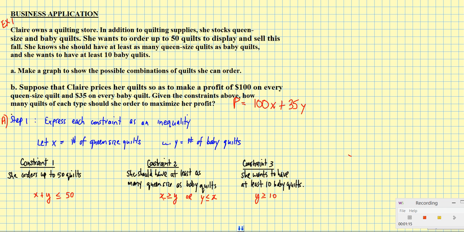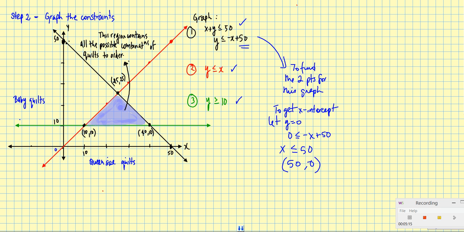So at least 10 baby quilts means y has to be greater than or equal to 10. All right, having done that, what is left for us to do at this point is that now that we have our three constraints, we're going to go on and graph those.